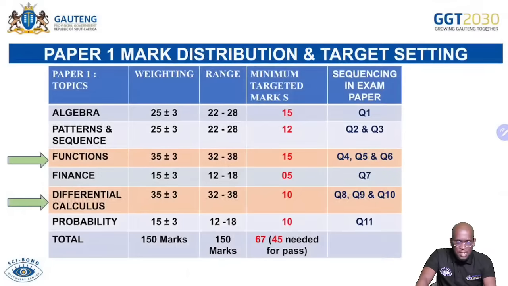And then questions 8, 9, and 10 are where you normally find your differential calculus, with question 8 being the basic calculus, question 9 being your cubic functions, and question 10 being your optimization, and then you normally find your probability in question 11.